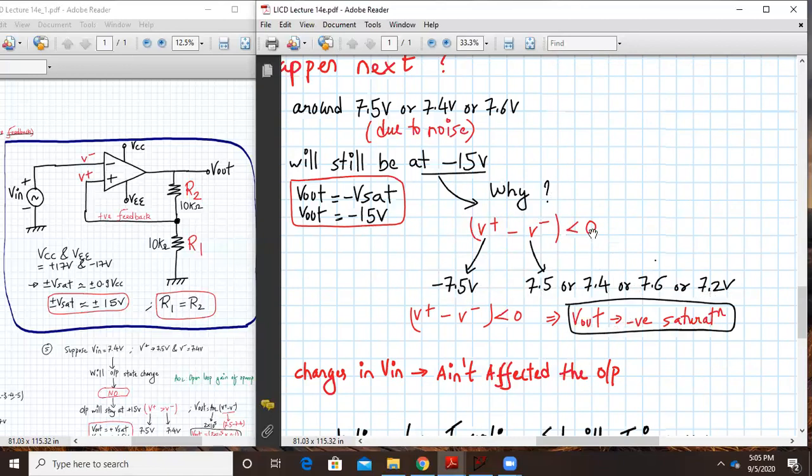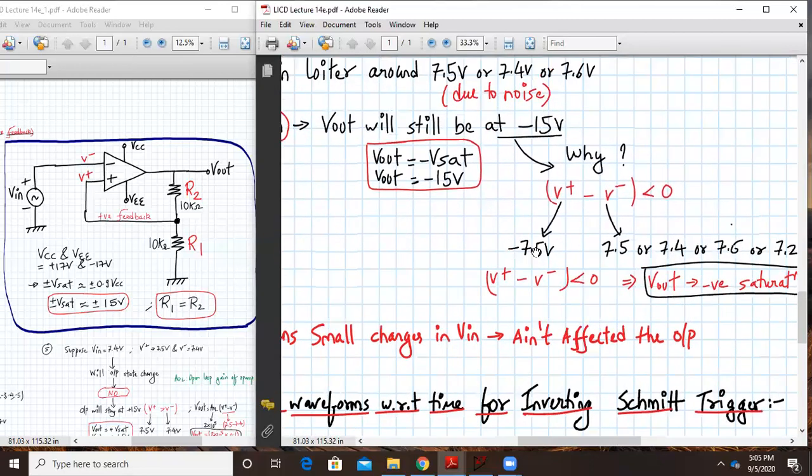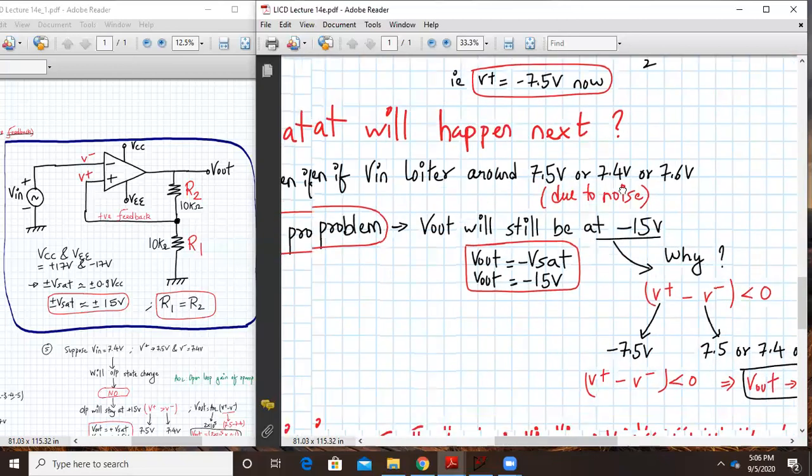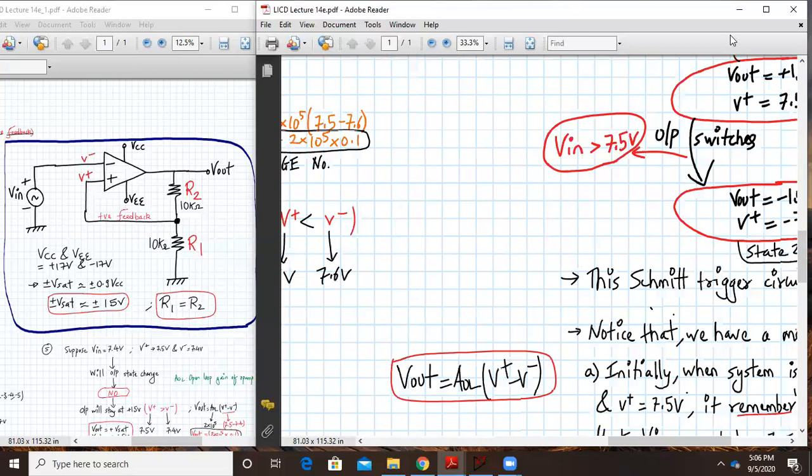When will the state change? When V minus is less than this minus 7.5. Correct. Now it is greater, so it won't change the state. So as long as V plus is less than V minus, the output will stay at the negative saturation level. This means that small changes in V in aren't going to affect the output at all, and that's the biggest advantage of the Schmitt trigger. Now this was scenario number 8. Let's go to scenario number 9.